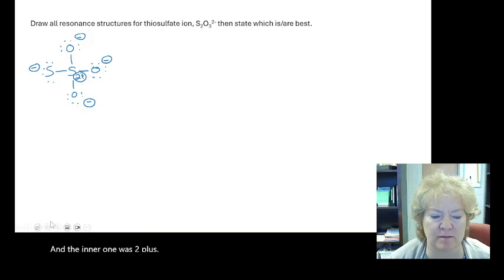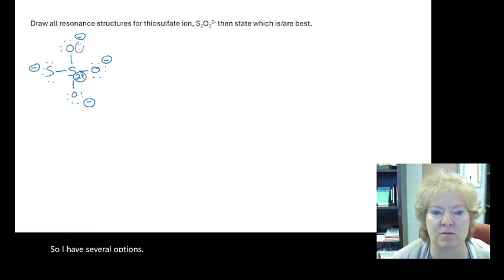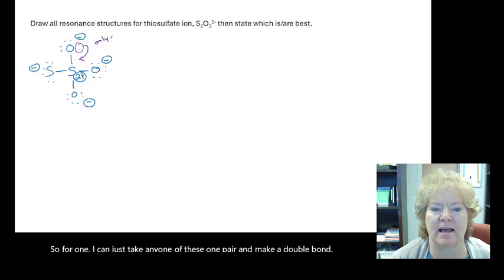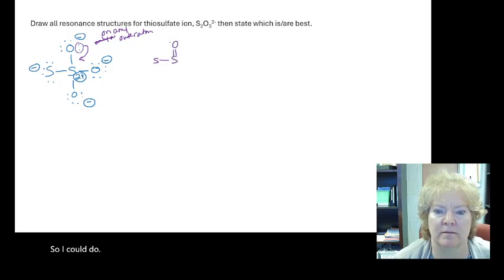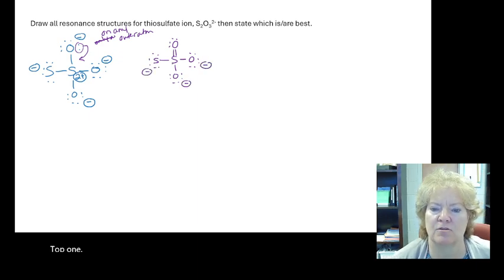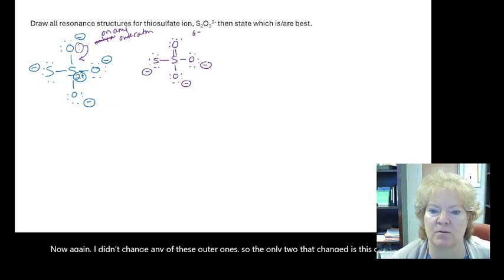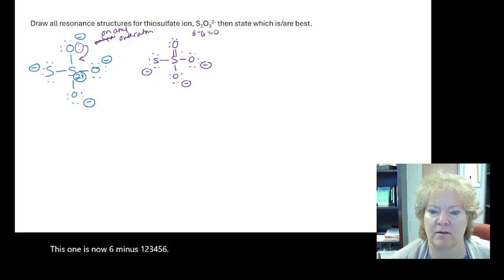So I have several options. For one, I can just take any one of these lone pairs and make a double bond. And I could do that on any outer atom. So I could do this top one. Now again, I didn't change any of these outer ones. So the only two that changed are this one, which is now 6 minus 1, 2, 3, 4, 5, 6, and the center, which is 6 minus 1, 2, 3, 4, 5. So this would be positive.